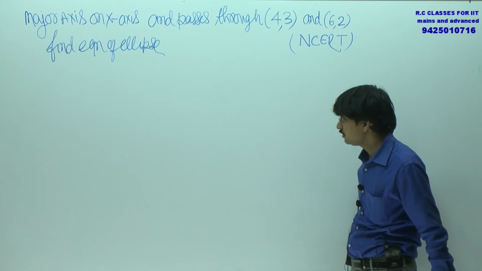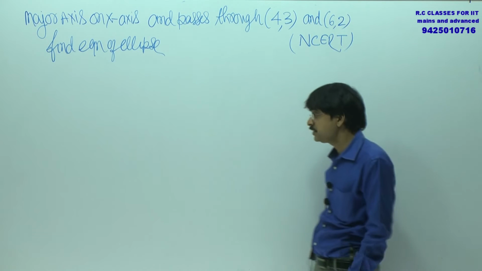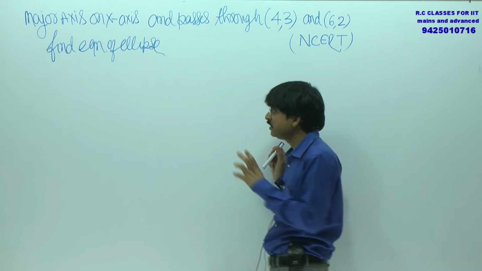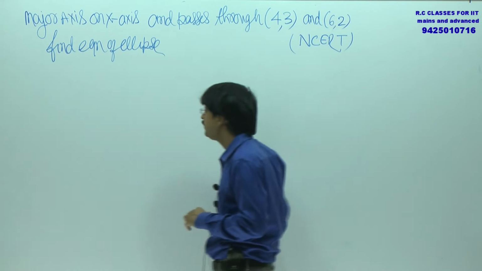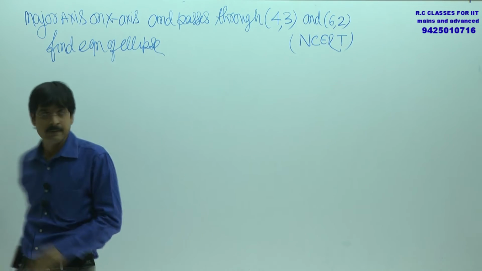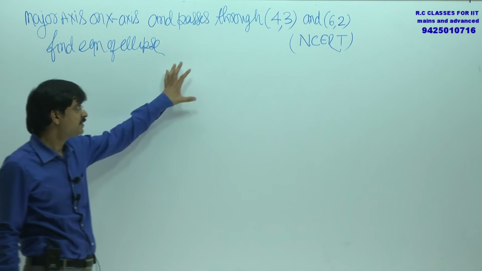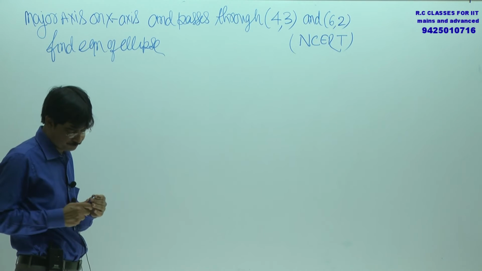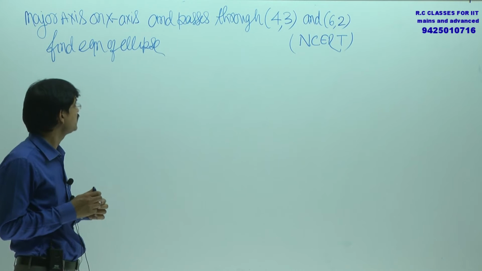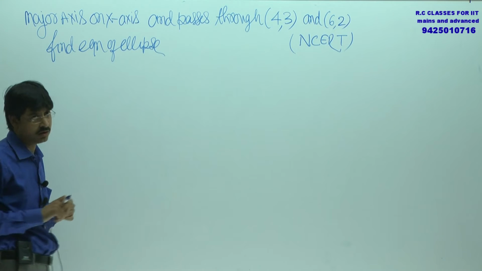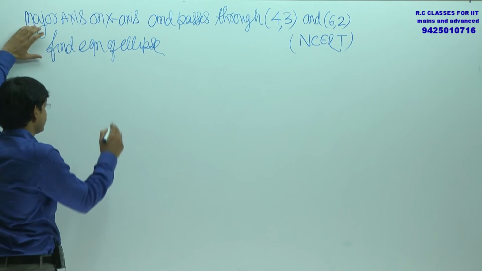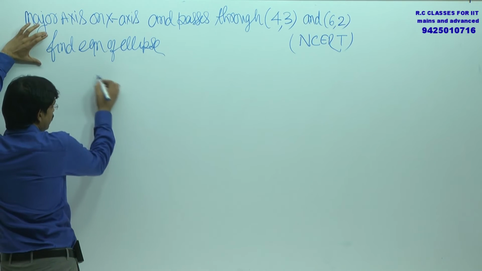Now the question is, we have to find out the equation of an ellipse. The major axis of that ellipse is on the x-axis, and that ellipse is passing through the points (4, 3) and (6, 2). Ellipse की equation required है. Major axis is on the x-axis.